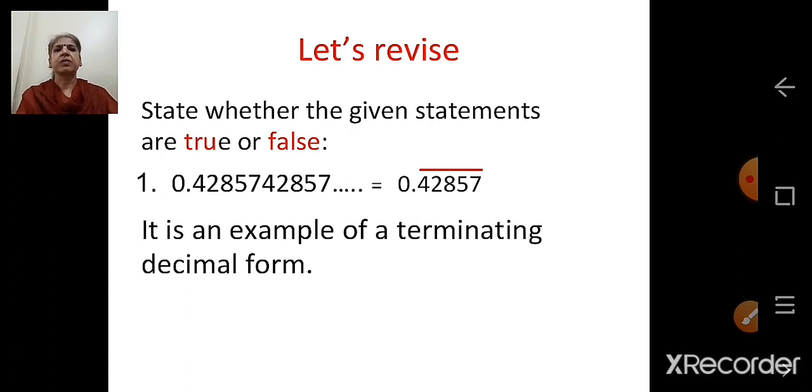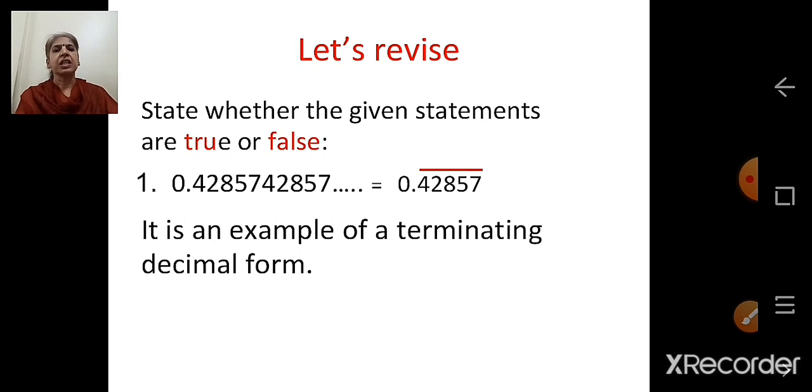So let's revise what we have learnt in the previous session. We have learnt about terminating decimal form and non-terminating recurring decimal form, right? Now here, state whether the given statements are true or false. It is based on what we have studied in the previous session. First question. You are all ready with your books, right? You have to write only the answer.